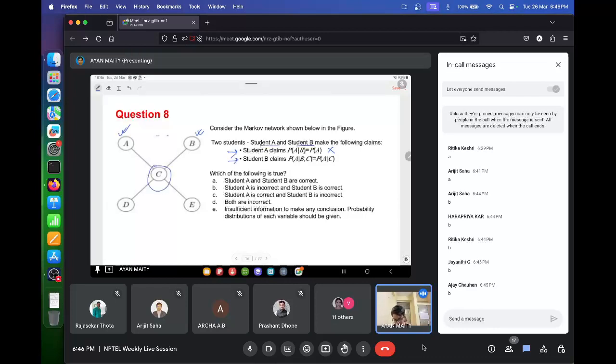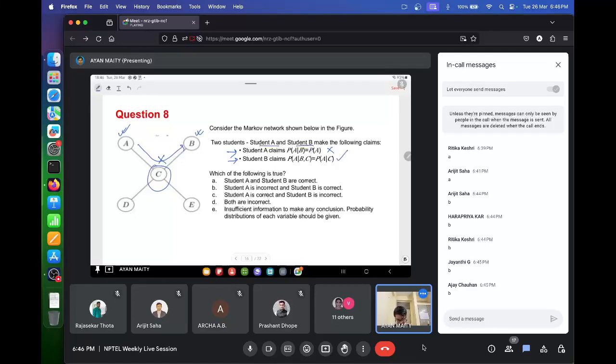So if this node C is given, now whether A and B are independent of each other. If C is given, this path gets blocked at C between A and B. There is no other path from A to B. C is blocking this only path. So C blocks this path from A to B. So A and B are independent of each other given C.